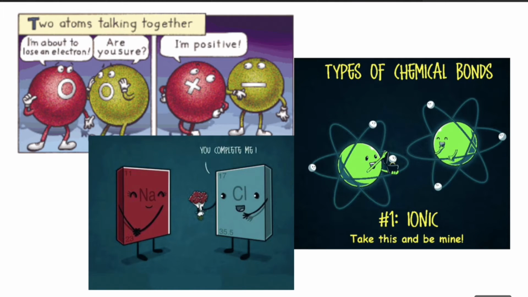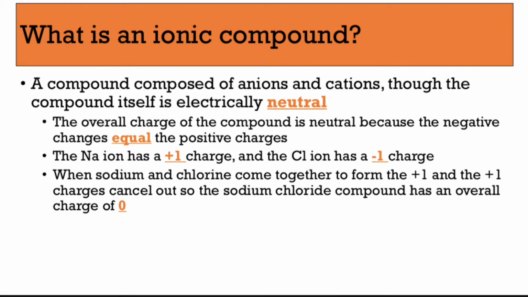So these are ionic compounds, remember. As we have been doing with our math checks, everything should always equal out to 0. Your ionic compound should be neutral. Neutral always equals 0.